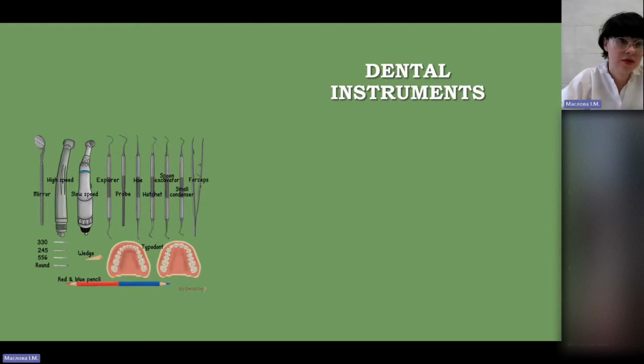Dental instruments. I told you about the dental probe and the dental explorer. It's often the same instrument. Dental mirror. You can see high speed and slow speed. Or explorer, you can see too. It's a specific dental probe named dental explorer. Dental forceps or tweezers, and the instrument for obturation or filling dental cavity or carious cavity after preparation.